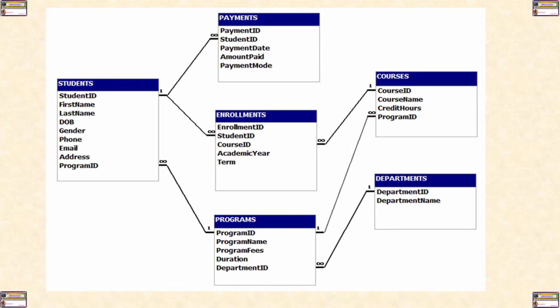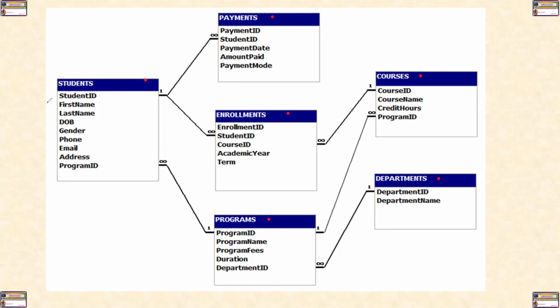Now, this is like a roadmap. It is important. It is vital. This is our entity relationship diagram for creating a MediSwap school database. This ERD is showing the following. We have all the tables in our database: students table, payments table, enrollments table, programs table, courses table, departments table. It is also showing the fields in each of the tables.